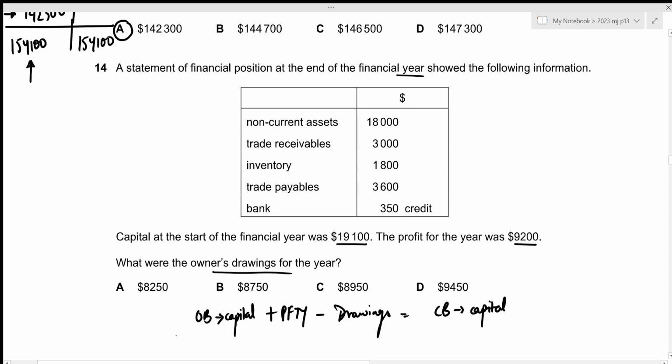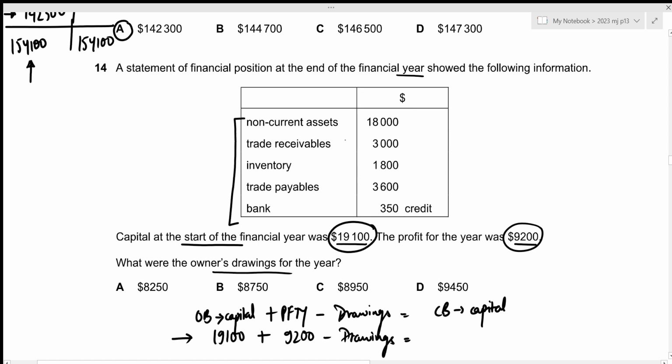Okay, in this case, we're given the capital at the start of the financial year, which is our opening balance, to be 19,100. We're given profit for the year to be 9,200. We're trying to figure out the drawings. Now we only require the closing balance of our capital. So for that, we have to look at this information. We're given non-current assets, trade receivables, inventory, trade payables, bank, which is credit. So this is basically our bank overdraft. And all of these are the end of the financial year balances. So all of these will be our closing balances.